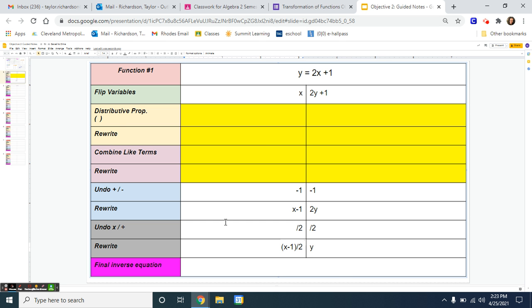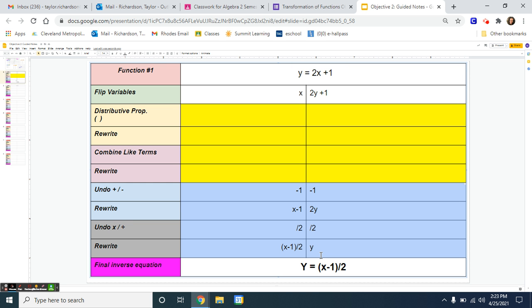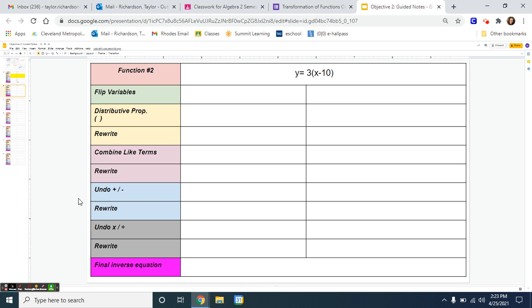Right? So we've just solved for y. We're actually done. We just like to write it where the y comes first. So y equals x minus 1 divided by 2. This right here is the inverse equation of this. The only thing we really did was flip our x and y and then just solve this equation like we normally solve equations, the same steps. All right, let's do one more together. So let's go to slide 3.